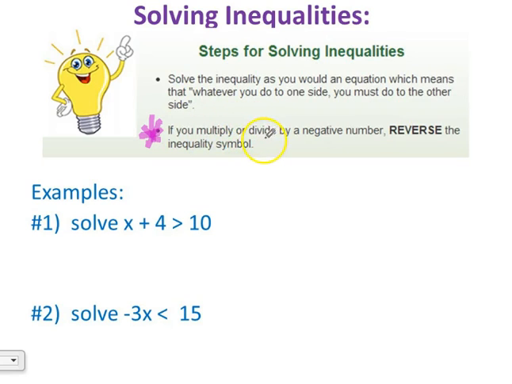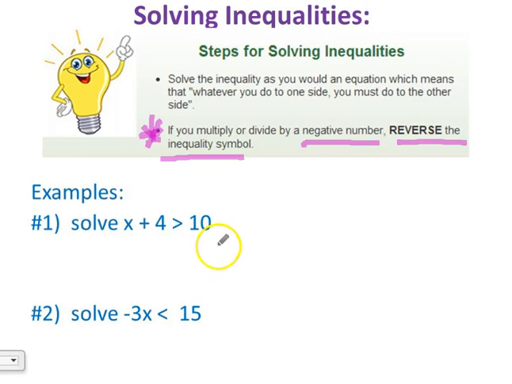When you're solving for the x variable, if you divide or multiply by a negative number, you have to reverse the direction of the inequality sign. That's the only difference between solving inequalities and solving regular equations. So let's go ahead and solve some inequalities.